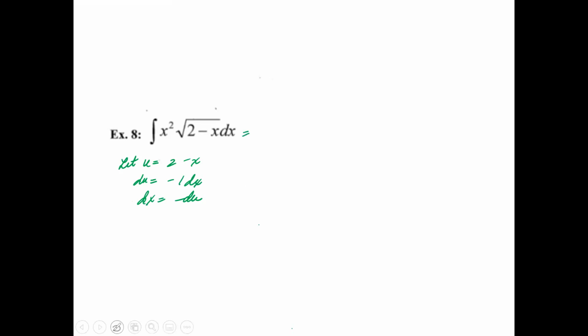So let's go ahead and rewrite this. If I rewrite this, I have x squared times u to the 1/2, replace that dx, it's going to give me a negative du. Uh-oh. So far, nothing is going to change that to get rid of the x squared. So we're kind of stuck here for a little bit.